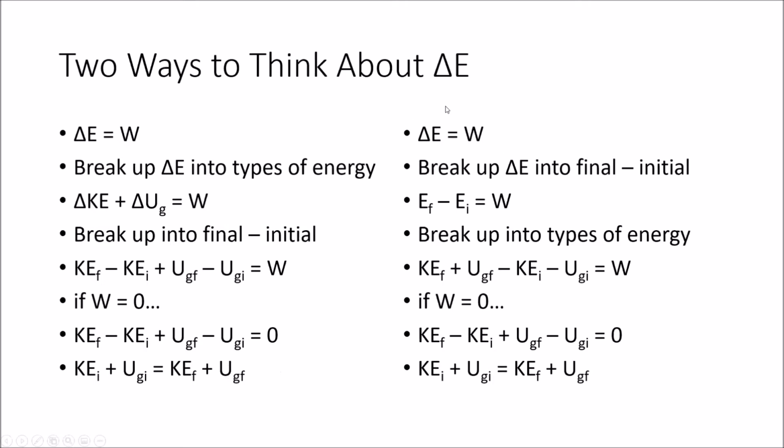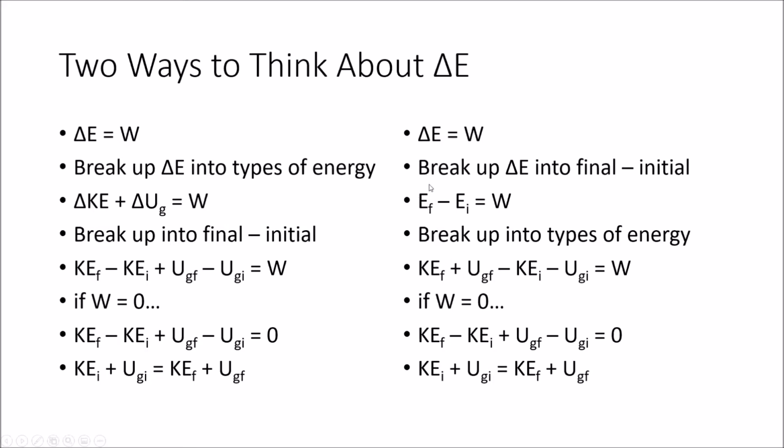On the other hand, there's a different way of doing this. You start with the same equation, delta E is equal to W. Instead of breaking delta E into its different kinds of energies, you can break it up into final minus initial is equal to work. Energy final minus energy initial is equal to work.